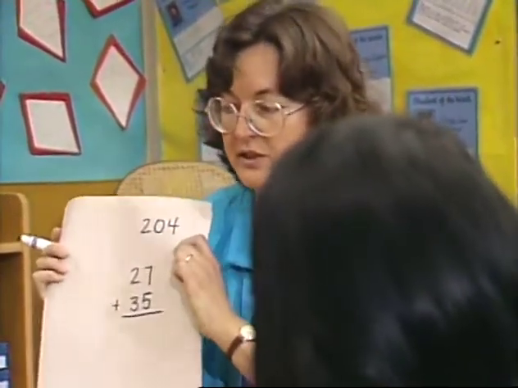Bonnie then asks the group what they have on their boards, and the children respond in unison. Go ahead, Shannon. 111. Right, 111. Bonnie then gives the children another problem, this time to add 27 and 35.